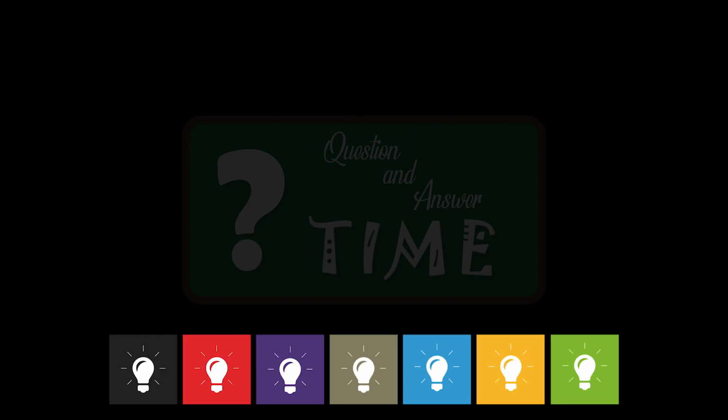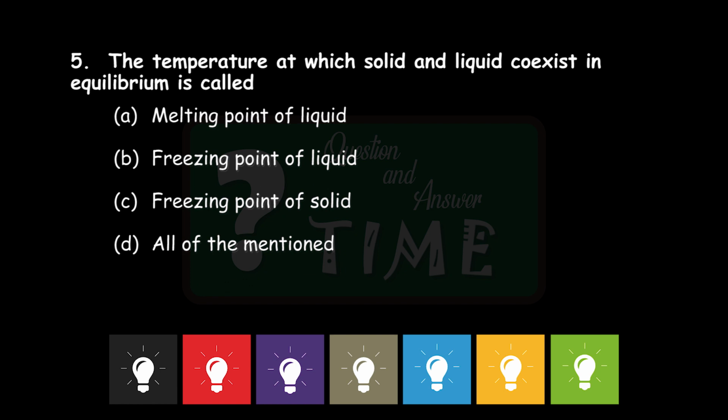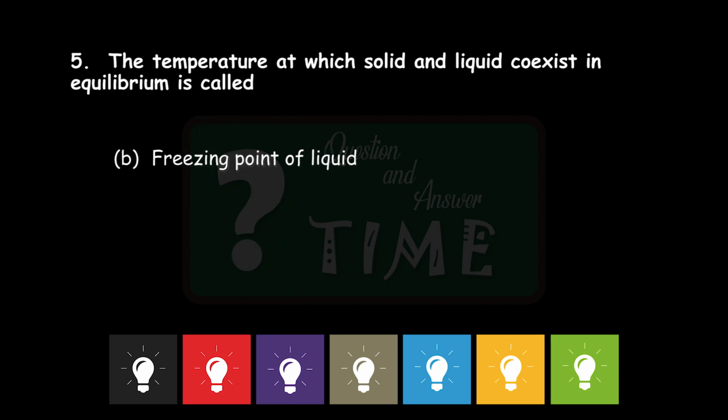Question number 5. The temperature at which solid and liquid coexist in equilibrium is called: A. Melting point of liquid, B. Freezing point of liquid, C. Freezing point of solid, and D. All of the above mentioned. Yes, the answer is option number B.